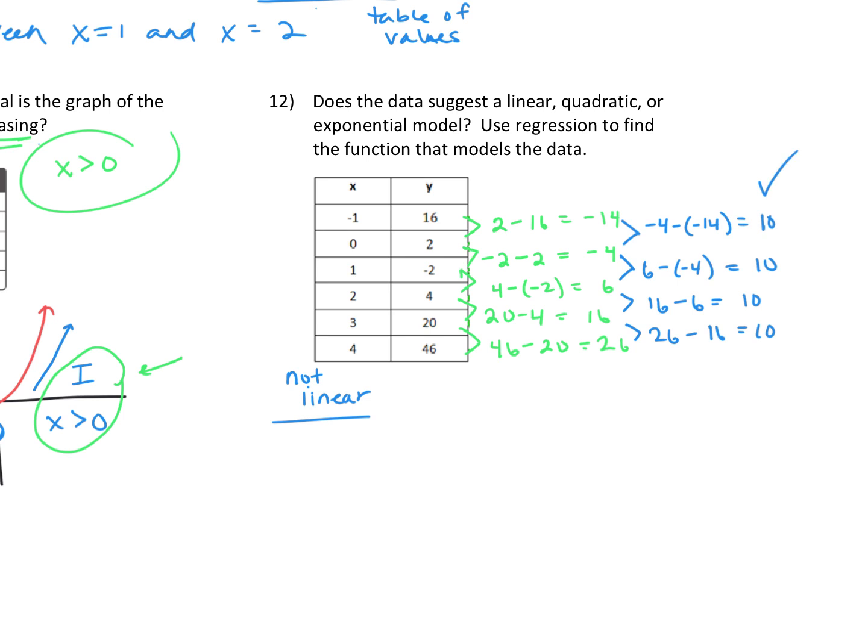So our second differences are all the same. That's making this a quadratic function. All right, so we answered the question, is it linear, quadratic, or exponential? Now we're going to use regression to find the function that models the data. So this is where we grab our calculators. We're going to type our table of values into our lists using the stat option, and then we're going to have it calculate a quadratic regression for us.